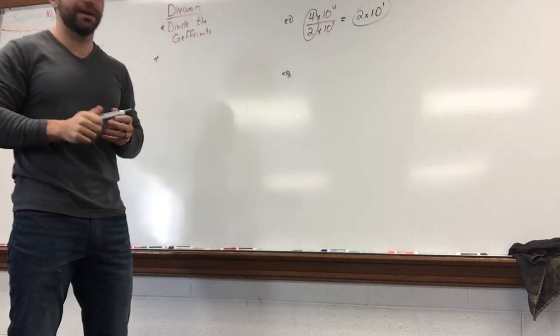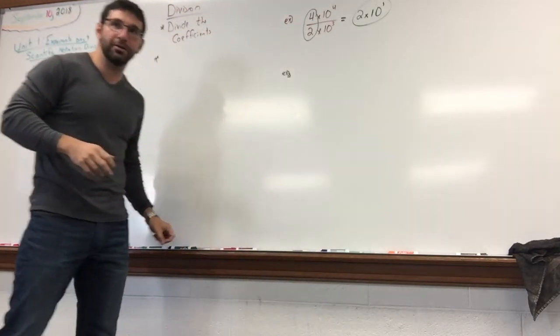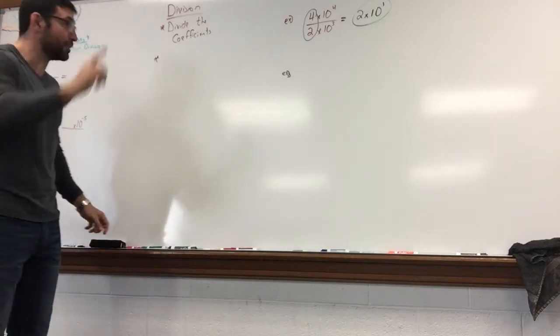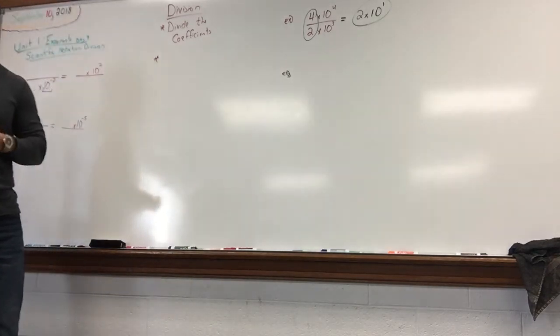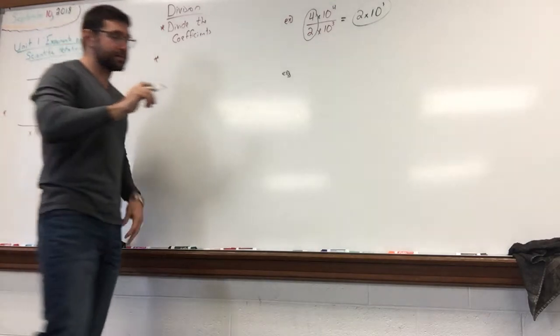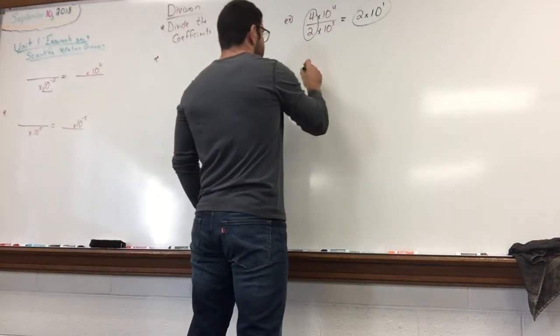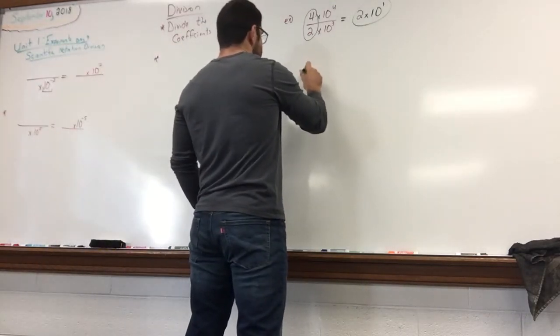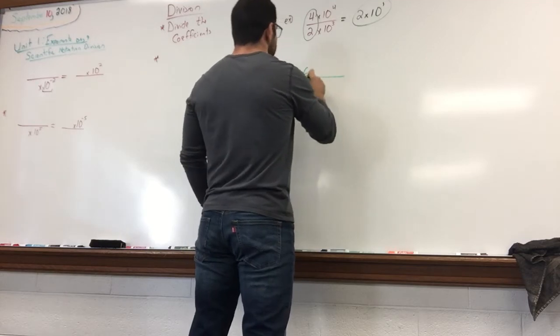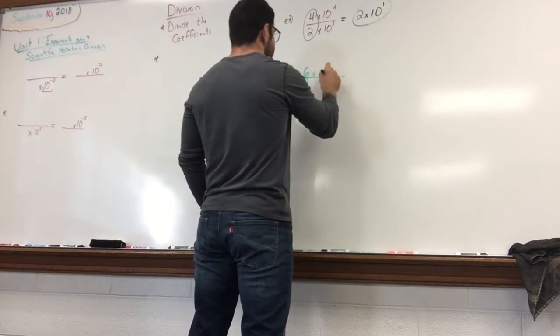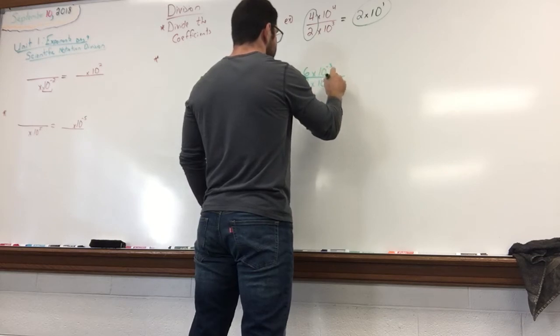Because does my answer have an exponent in the denominator? No. That's the only key. We don't want our answer to have an exponent in the denominator. So let's do this one. 6 divided by 2, let's go times 10 to the negative third, divided by times 10 to the negative 9th.